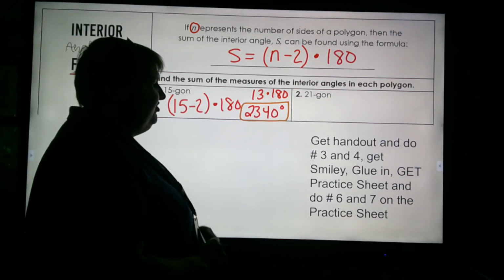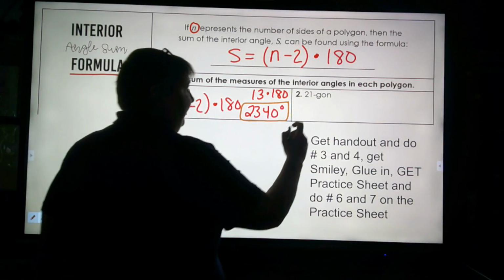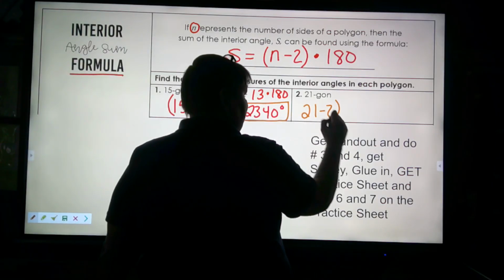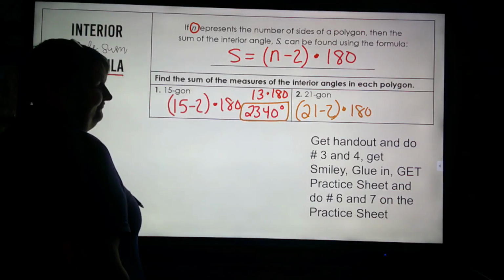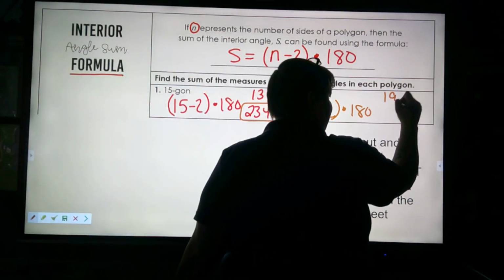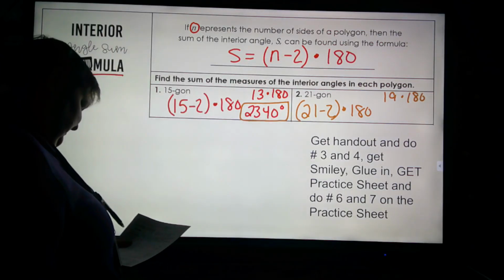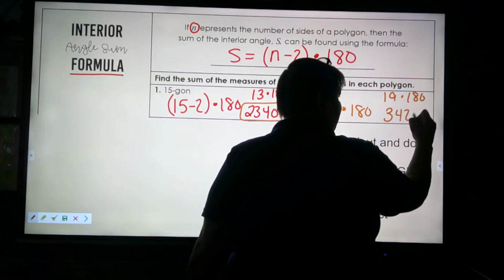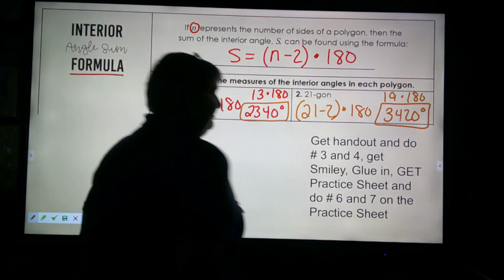Alright, let's do number 2, 21-gon. Same formula, right? We're solving for S. So it's 21 minus 2 in parentheses times 180. So that would be 19 times 180. 21 minus 2 is 19. And that would give you 3420. 3420 degrees. Don't forget to box or circle your final answer.